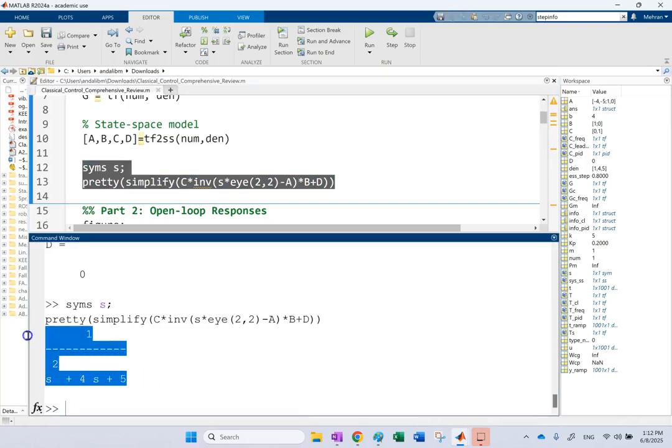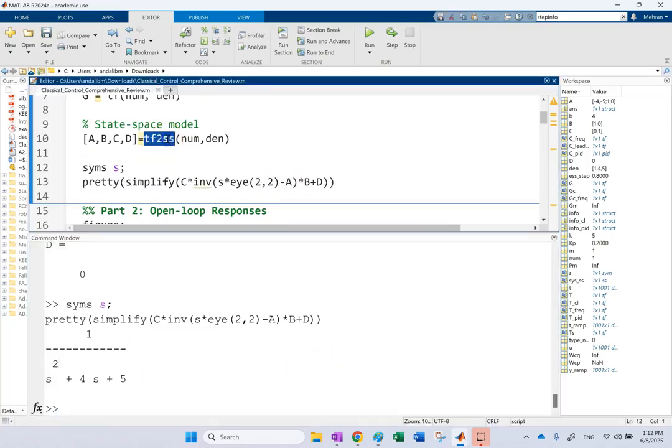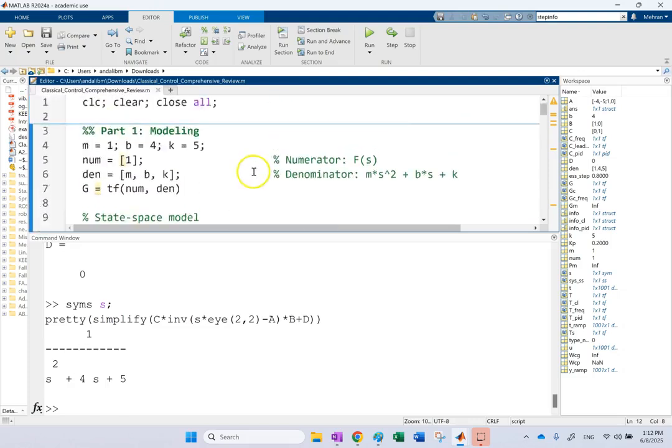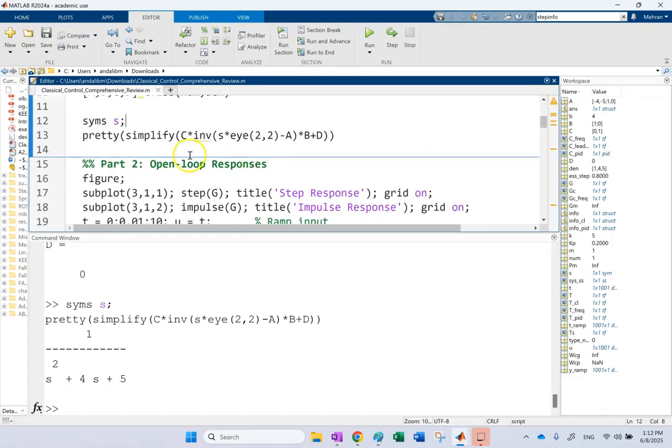There we go. Look, you got the exact same transfer function. So those matrices are actually correct. And in terms of finding the step response, impulse response, and so on, as long as you have the transfer function of the system, all you need to do is to pass it to the command step and impulse, and that should give you the response.